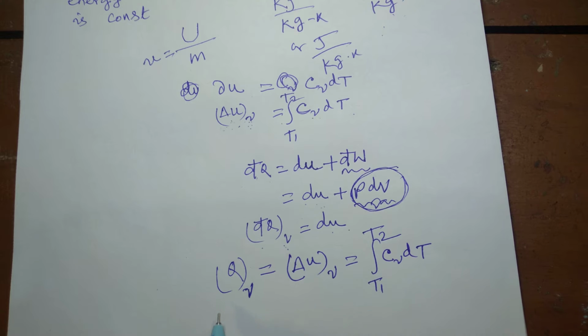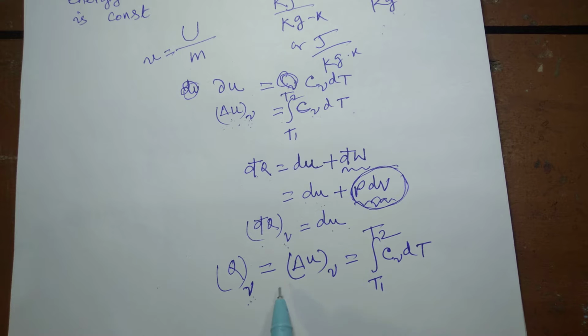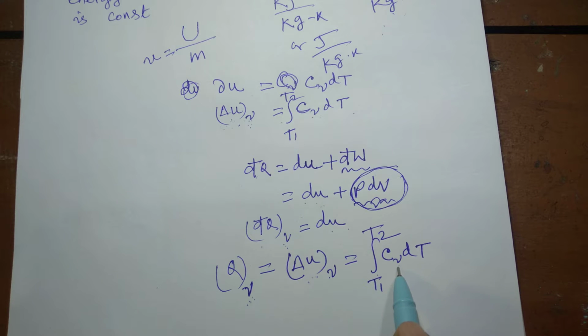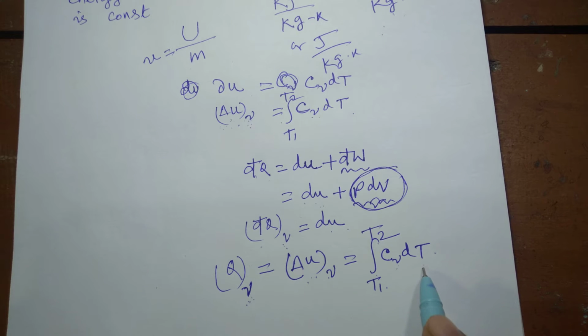Heat added to a system during a constant volume process results only in an increase in specific internal energy, and that is equal to the integral of Cv dT, with the integration limit from temperature T1 to T2. This is small cv, and it is applicable for a closed, stationary system. Of course, the mass is unity.